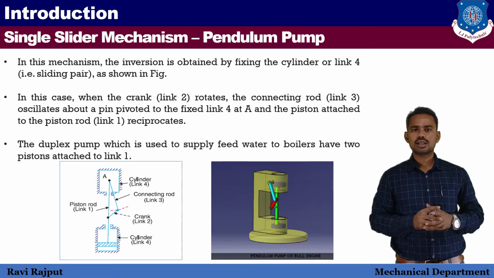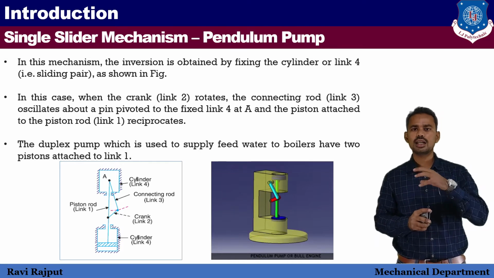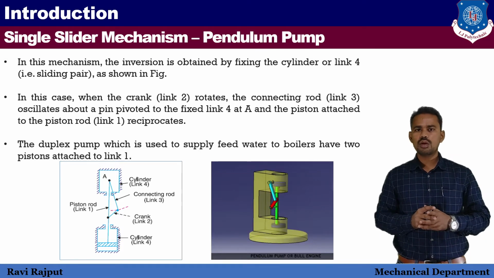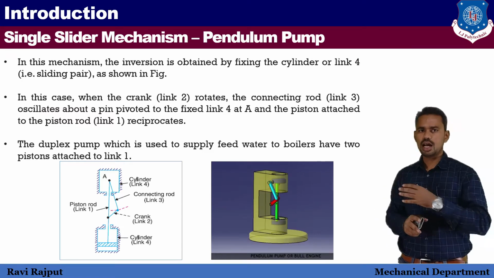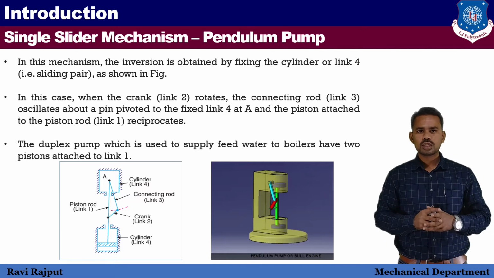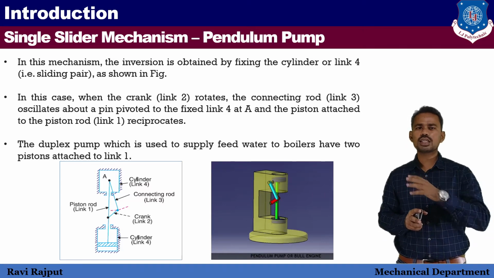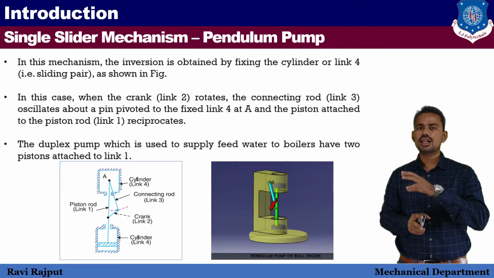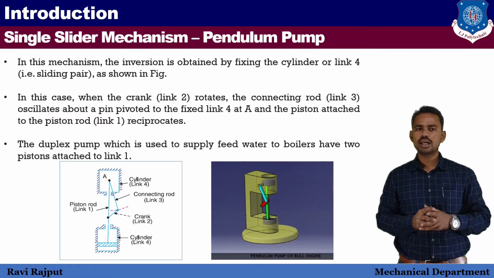So in the previous lecture, we had discussed the single slider crank mechanism and how basically it works. Now here we will see some of the inversions of the single slider crank mechanism. So we will start with the pendulum pump. So what is a pendulum pump? It is basically a kind of single slider mechanism in which the cylinder is a fixed link. Okay, so it is obtained by fixing the cylinder.